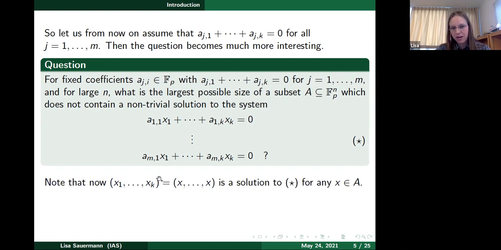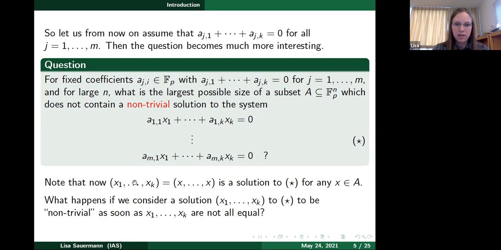And to remake this assumption throughout the rest of the talk now, note that under this assumption that for each equation the coefficients sum up to 0, we can now see that if we take x_1 to x_k to be all equal, so in other words, if we take x_1 to x_k to be x, ..., x, for any x in A, we always get a solution to star, right? Because we have this assumption on the coefficients. So that's pretty boring as a solution, right? And that's in particular something we would certainly want to exclude when asking for a non-trivial solution.